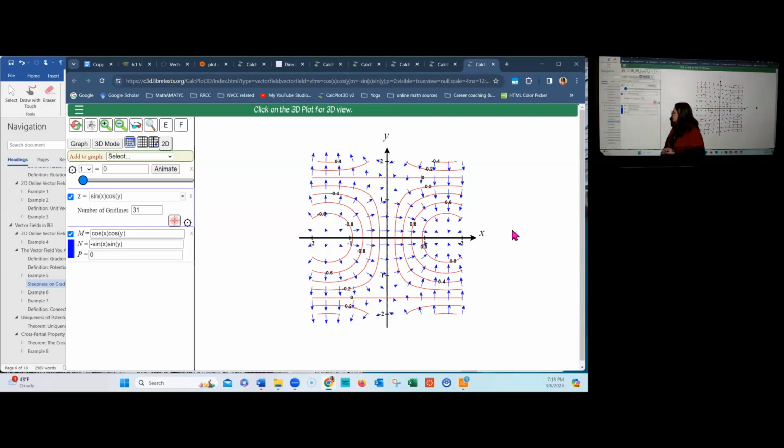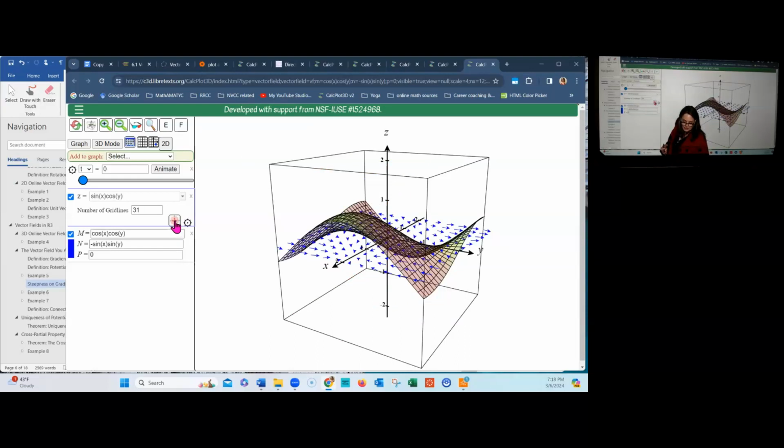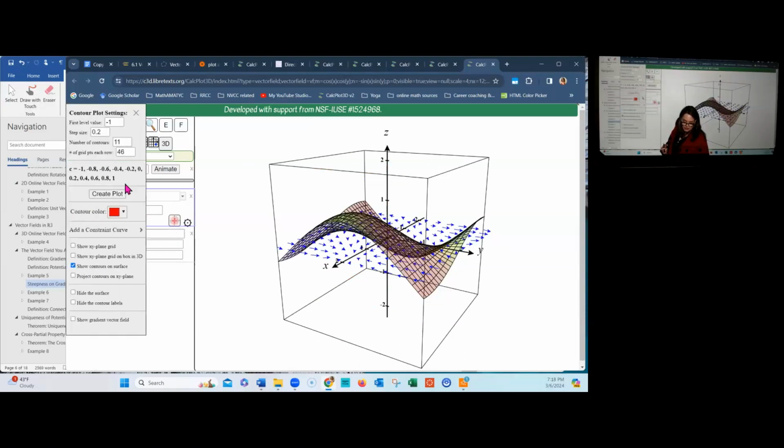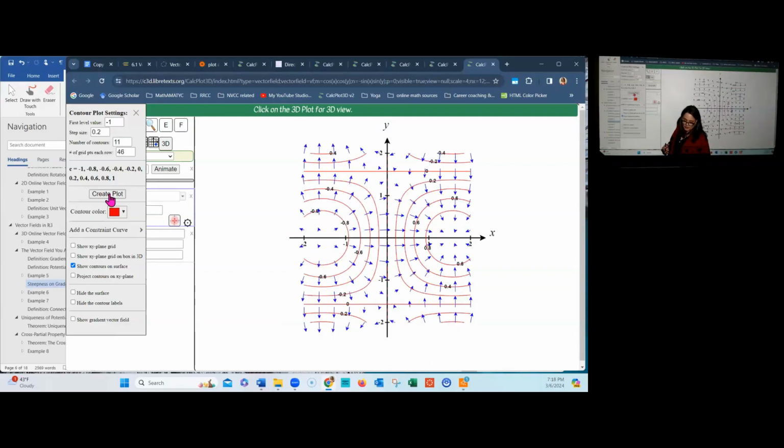Now, the other thing that we want to do, and again, you can plot the contour plots by coming over to the contour plotter and clicking on the menu, setting your first level value, step size, and the number of contour plots, and then clicking on Create Plot. And this will give you the contour plots on the particular graph.